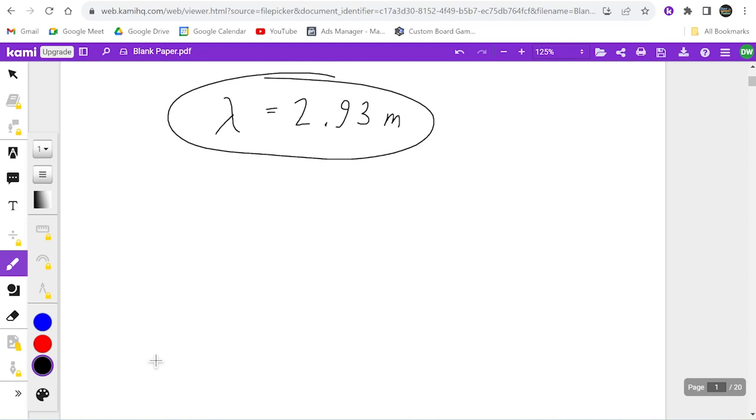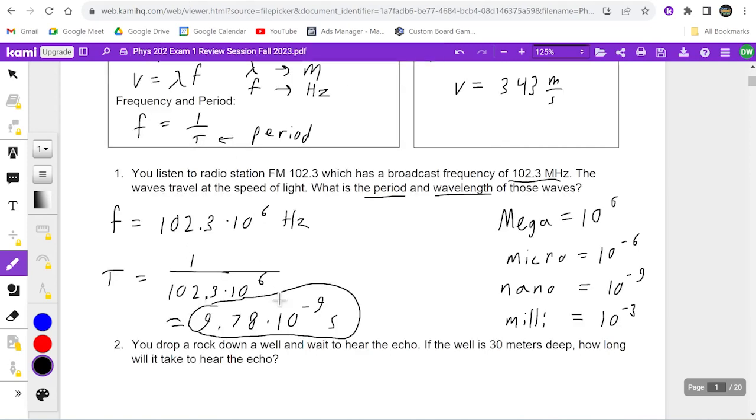And so that's it for the first one. Lambda was 2.93. The period was 9.78 times 10 to the negative 9. Any questions on the first one?